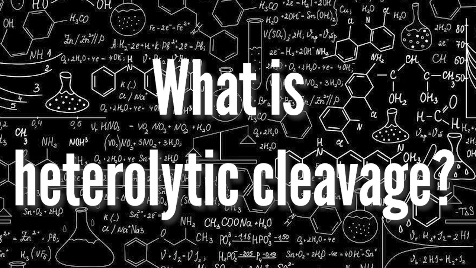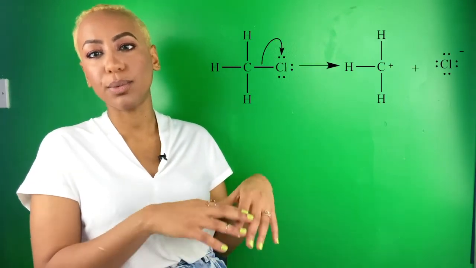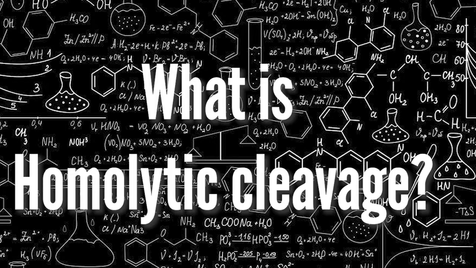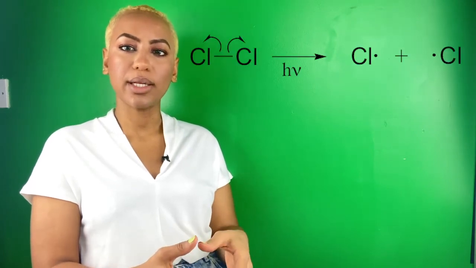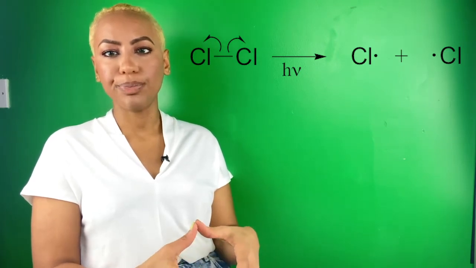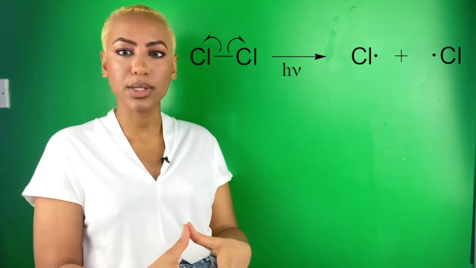27. What is heterolytic cleavage? In terms of bond dissociation, heterolytic cleavage occurs when one of the atoms leaves with both bonding electrons. Heterolytic cleavage results in the formation of ions. 28. What is homolytic cleavage? Again, in terms of bond dissociation, homolytic cleavage is when each atom leaves with one bonding electron, and homolytic cleavage results in the formation of free radicals.